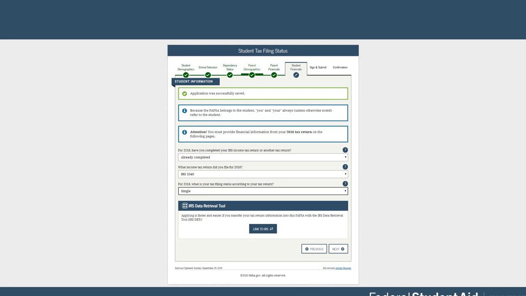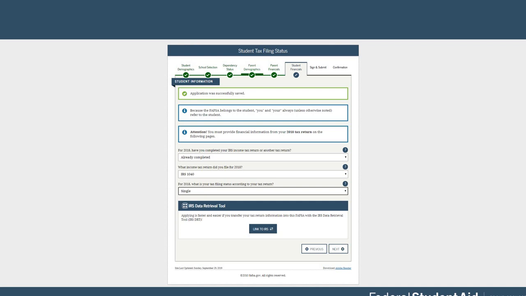So, for 2018, have you completed your IRS income tax return or another tax return? And here, you're going to state whether or not you did file a tax return, or you're going to file one, or you're not going to file one. And of course, you don't have to file one unless your income was over a certain level, and that level can be looked up. But a number of our students, with their part-time jobs, don't earn enough to have to file a tax return, although they may want to because of the possibility of getting a refund from the IRS. Then, what income tax return did you file?